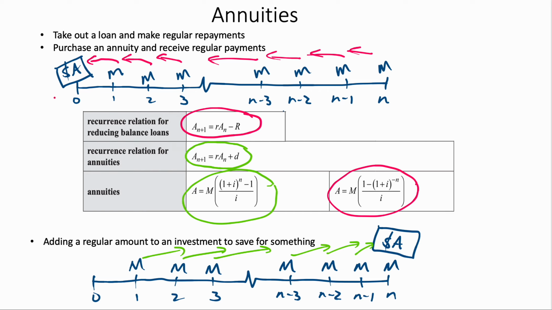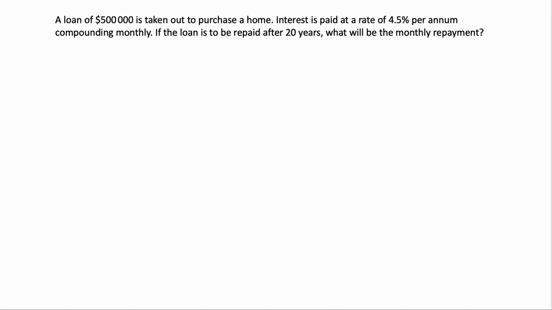So now let's look at some example questions and see if we can work out which formula we're using in each case. So here, this time, we've got a loan of $500,000 taken out to purchase a home, and interest is paid at 4.5% per annum, compounding monthly. The loan's repaid after 20 years, and what will be the monthly repayment?